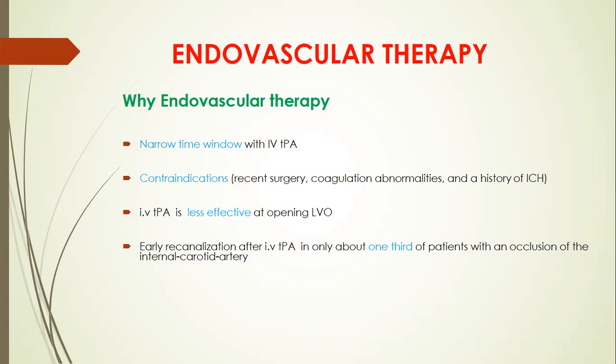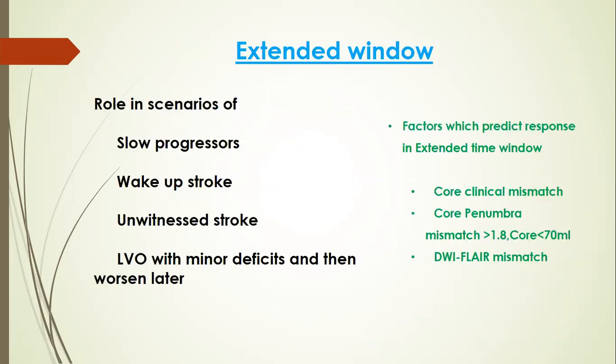And early recanalization after tissue plasminogen activator only occurs in one-third of the patients. The remaining two-thirds of the patients may need other modalities of reperfusion. So these are the indications for endovascular therapy. This is very important: in a case of stroke with slow progression of the symptoms, wake-up stroke, and where the duration of the stroke is not known, and in case of large vessel occlusion, in these scenarios endovascular therapy plays an important role.